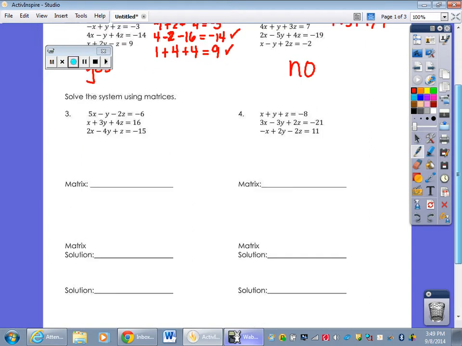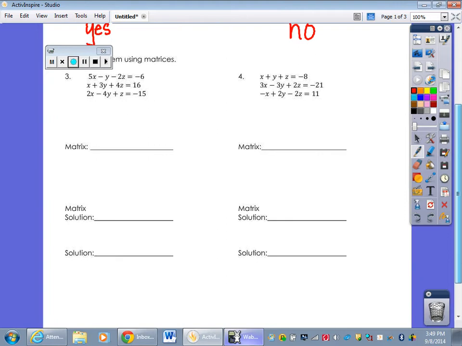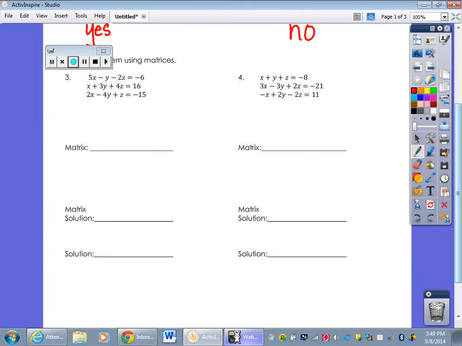Okay, for 3, 4, 5, and 6, they're asking you to solve using matrices, so we're going to make the matrix first, and then we're going to use our calculator to actually find the solution. So they all need to be in the proper order, x, y, z, equals, and then the constant. And you just use the coefficients that are in front of the letters to make your matrix. So my first row is 5, negative 1, negative 2, negative 6. Second row, 1, 3, 4, 16. And my last row is 2, negative 4, 1, and negative 15.